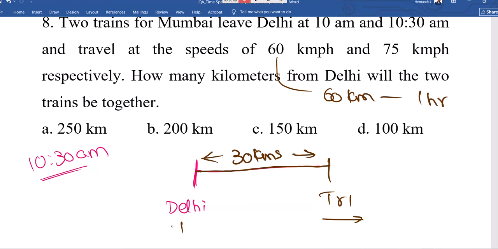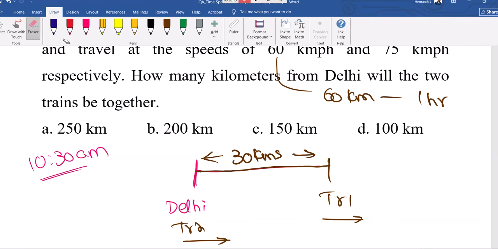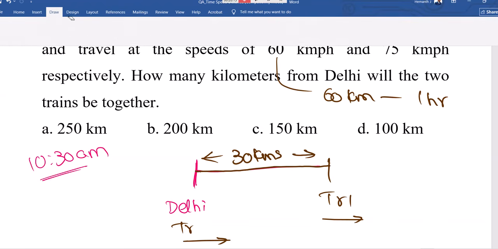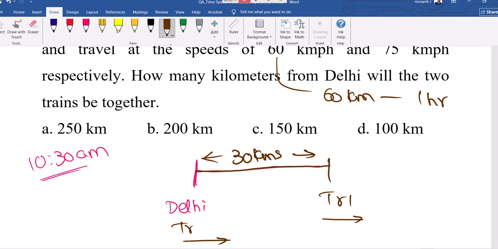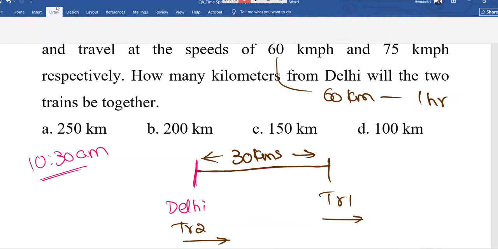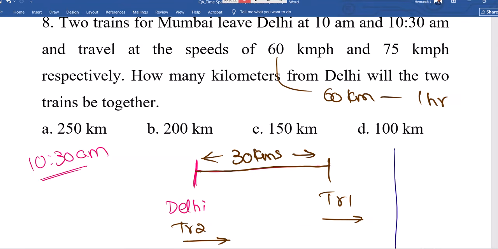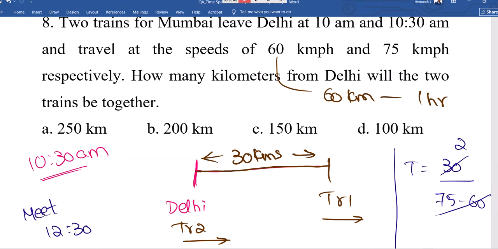But now train 2 is starting, at 75 kilometers per hour. The first thing you have to calculate is the time taken to meet. What is the distance between them? 30. Both are traveling in the same direction, so speeds must be subtracted. So 2 hours. They may ask you at what time they are going to meet. 12:30 p.m. they are going to meet.